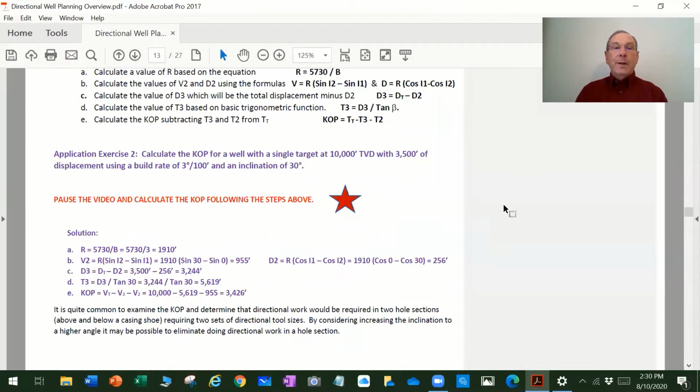So let's do an example here. Calculate the kickoff point for a well with a single target at 10,000 feet TVD with 3,500 feet of displacement, using a build rate of 3 degrees per 100 feet and an inclination of 30 degrees. I suggest that you pause your video at this point and calculate that value. It's the simplest directional plan we can do, so you should make sure you follow steps A through E above and calculate a kickoff point.